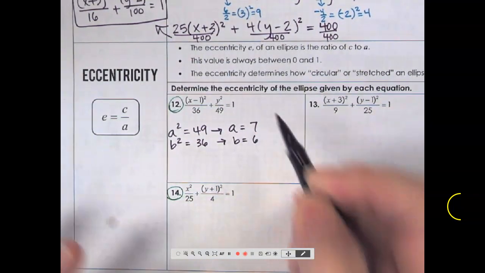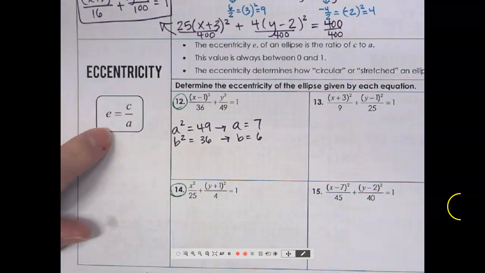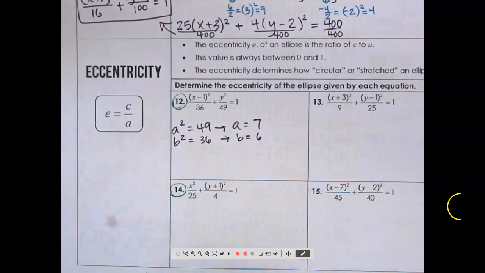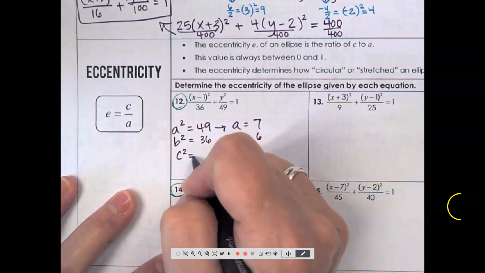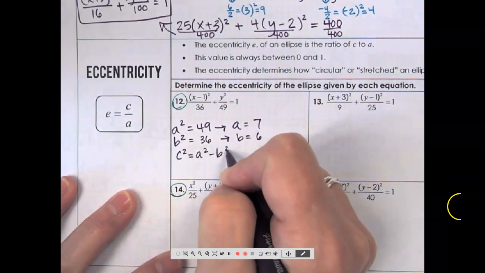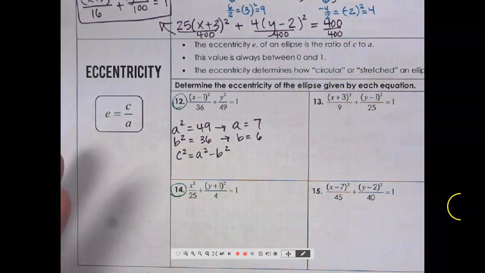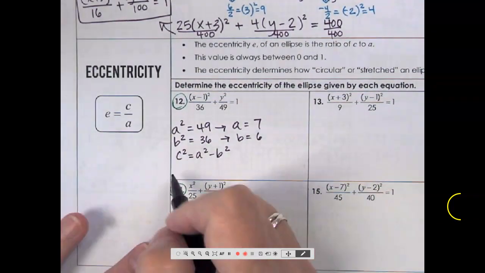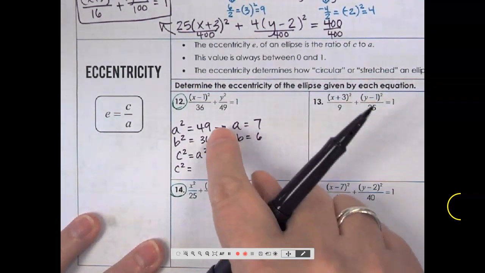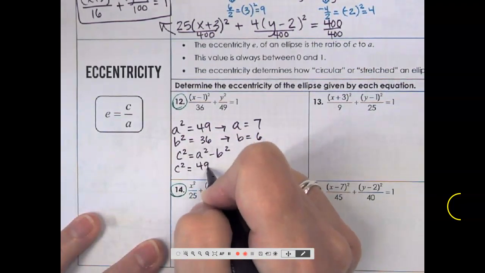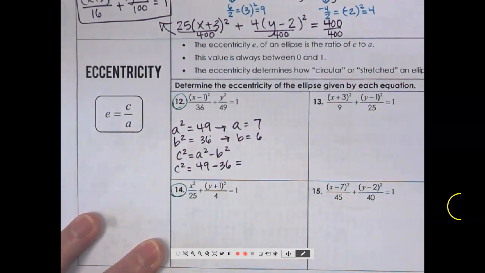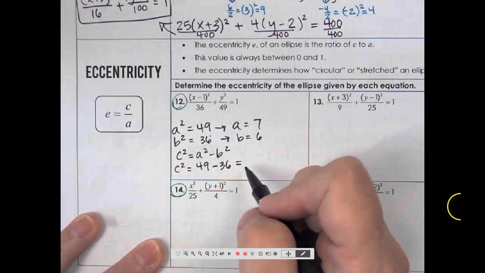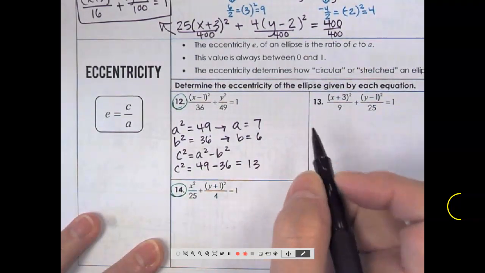Now, I don't need B for eccentricity. I only need C and A, but I don't know what C is. Remember, that's your distance to the focus. So in order to find C, I do need A, because I'm going to use the formula C squared equals A squared minus B squared. Okay, so C squared equals A squared 49 minus B squared 36, which gives me 13. So what is C?